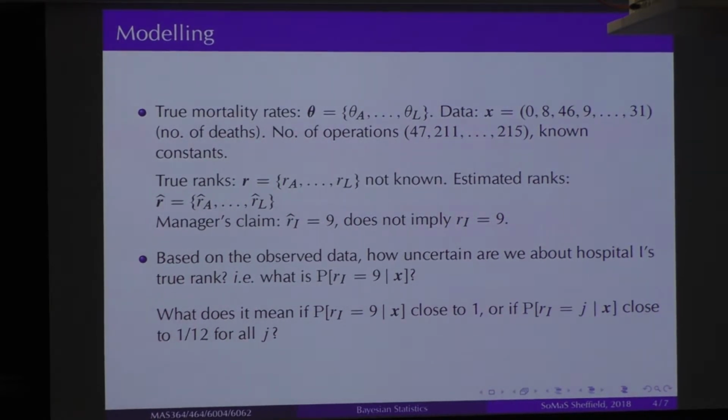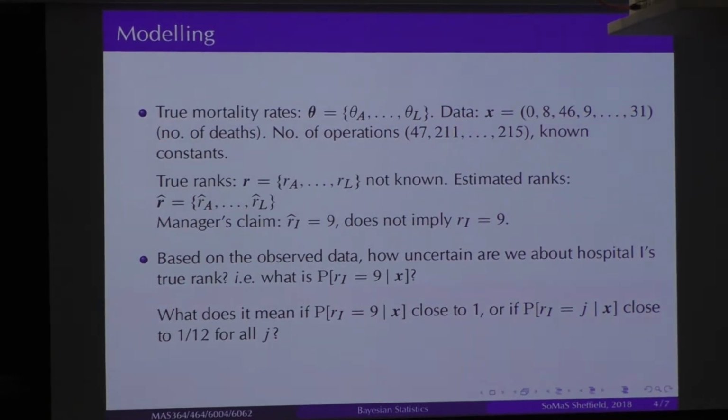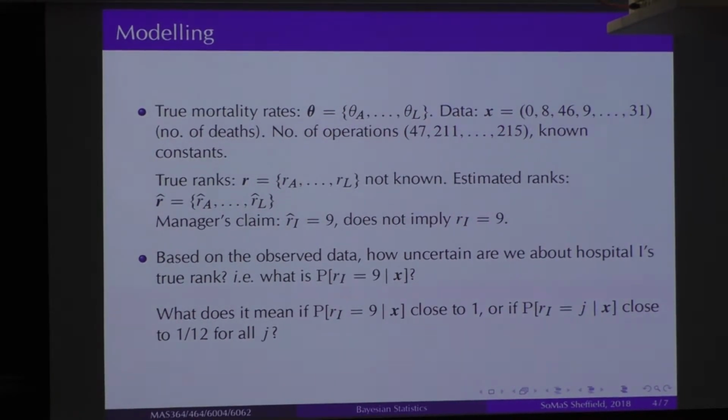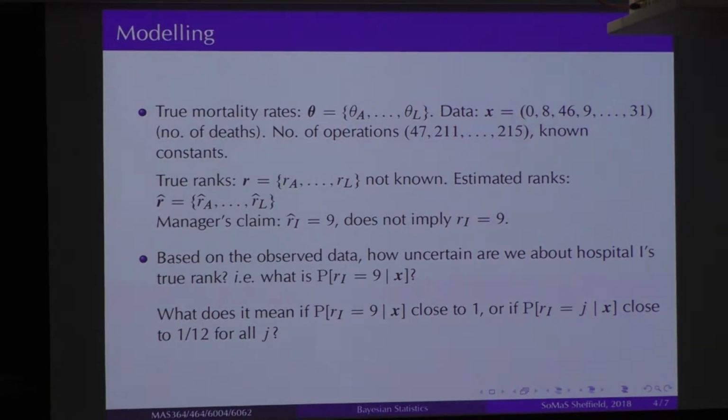Okay. So if we want to do that, we need a model, we need a likelihood. The most obvious thing is to think that we have binomial data from each hospital. So we have n_i number of operations, x_i number of deaths, and theta_i will be the probability of dying after having the operation. So the data will be binomial with parameters n_i and theta_i. Okay? So that is the likelihood, and we would like to use that likelihood, that data, to rank the hospitals, or to have some information about the ranking of the hospitals.